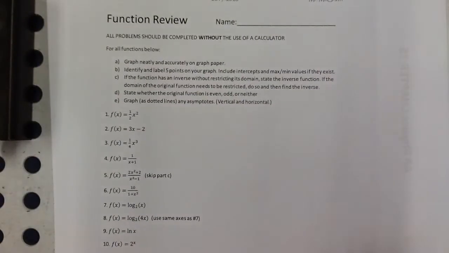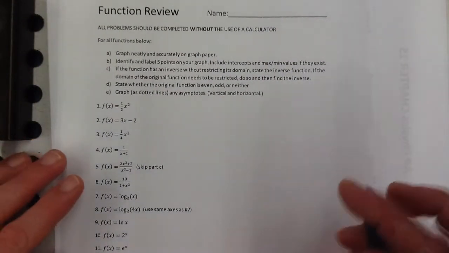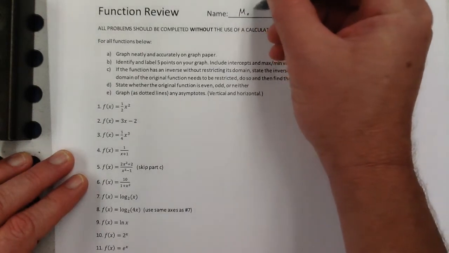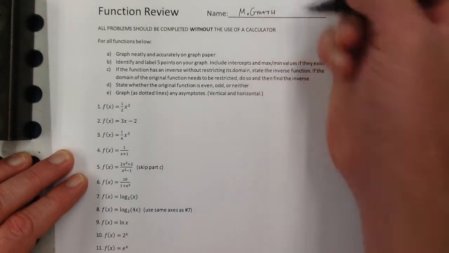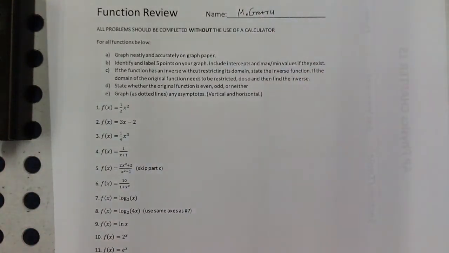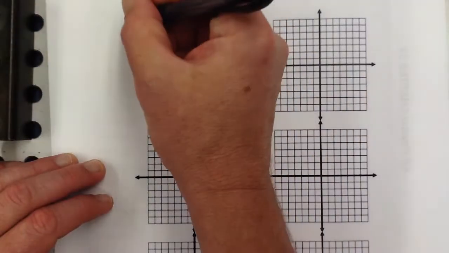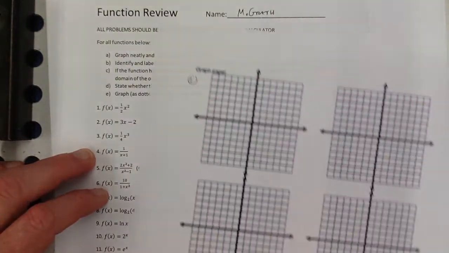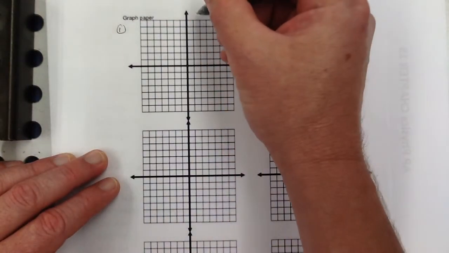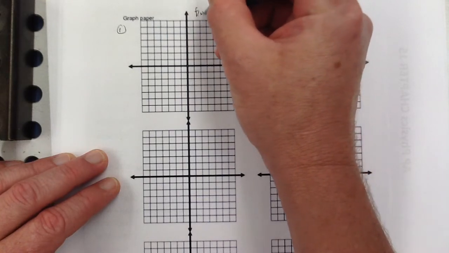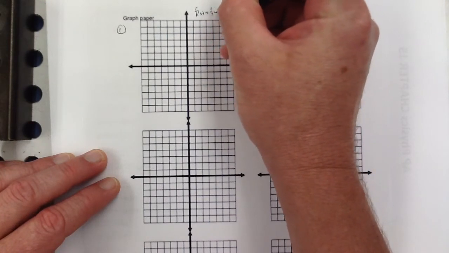Hey, I'm going to graph some functions here. Let's go. There's some instructions here. Just throw down the graph first. Number one here, looking at a parabola. That's f of x is equal to 1/2 x squared.